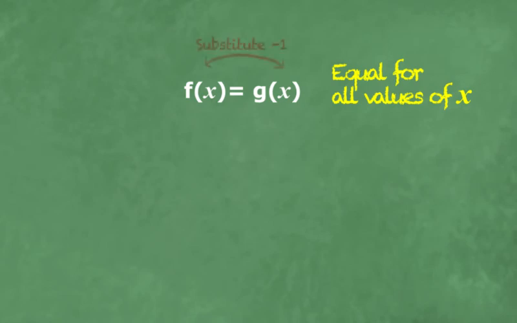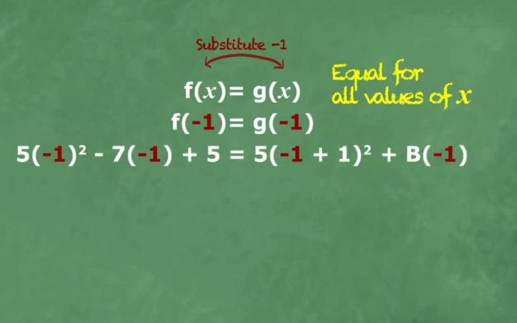So if we substitute x equals negative 1 into the equation, f of negative 1 should be equal to g of negative 1. This means we will get this equation. And we can then find the value of b from the equation.